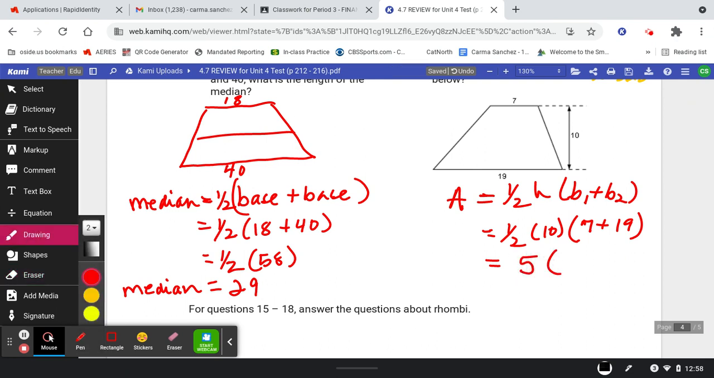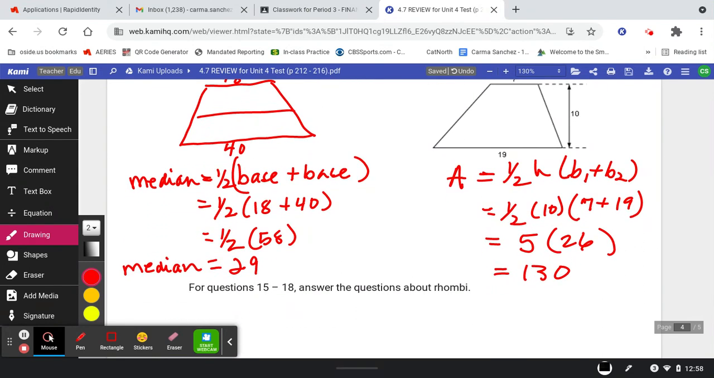And then do this in a calculator if you need to. What's 7 plus 19? Okay, good. I hope you got that. Times 5. And remember in all of these that when we're doing the area, it is in square units or units squared when you're done for area.